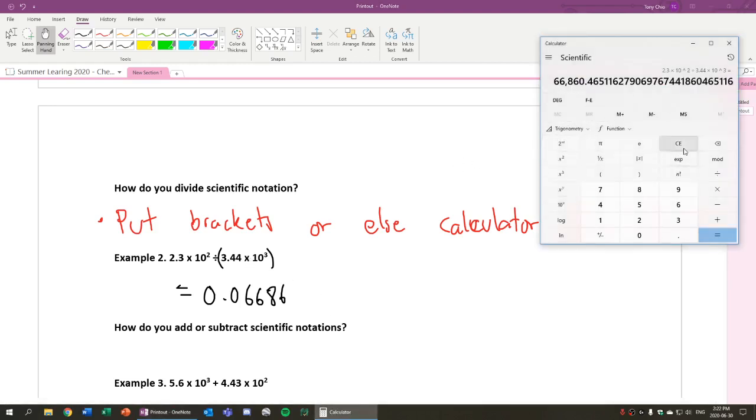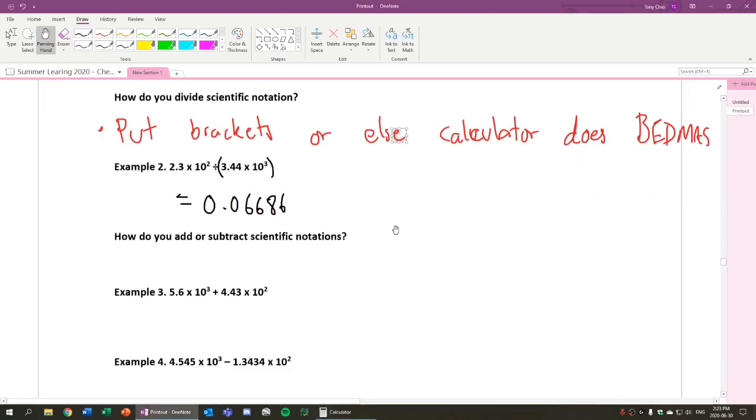So what's happening is, when you got to here and you hit divide, the calculator did divide by 3.44 for you. But once it does that, it's going to do 230 divided by 3.44. Whatever this answer is, it's then going to multiply by 10 to the power of 3. And that is why you get 66,860. So you just got to make sure that you put brackets.